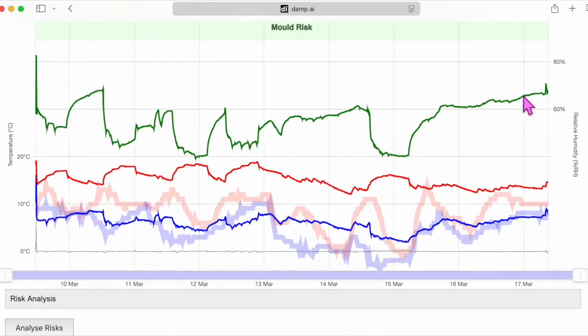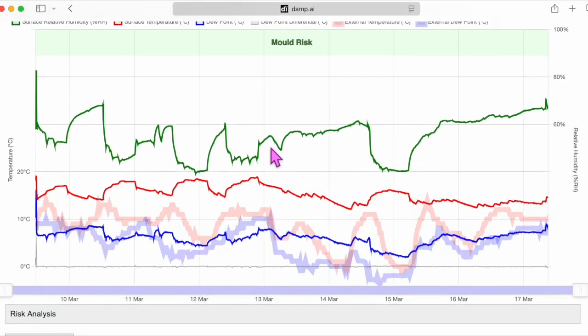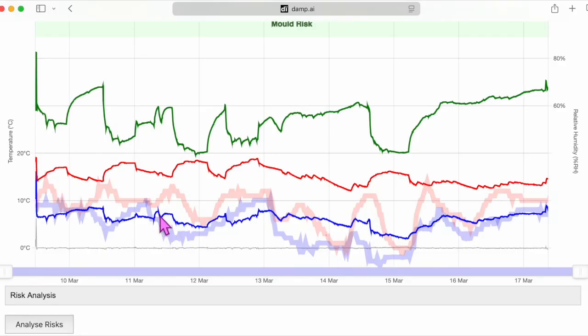During the period of the survey, the surface relative humidity is actually not too bad. It's around 65–70%. But of course, no one is inhabiting the flat at the moment. The dew point, which tells you how much vapor is in the air, should be below the outside temperature. And apart from this short period, it is, which is good. But as I say, the property is not being inhabited.